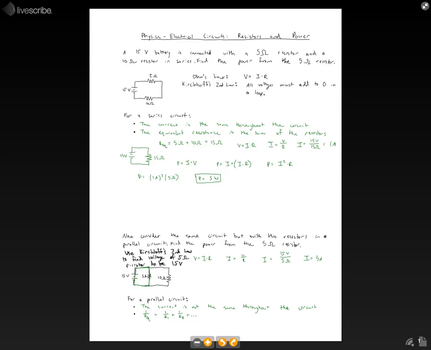But now since we know our current and we know our voltage here, we actually don't need to find the equivalent resistance. So we can say power is equal to our 3 amps multiplied by our 15 volts, and that gives us power of 45 watts. This has been a lesson over electrical circuits, resistors, and power.